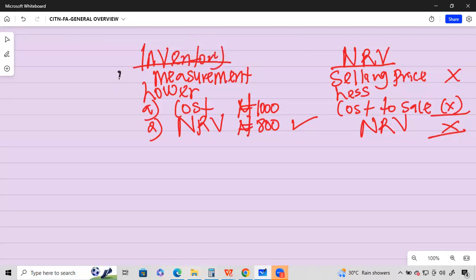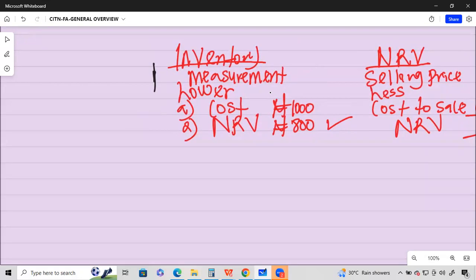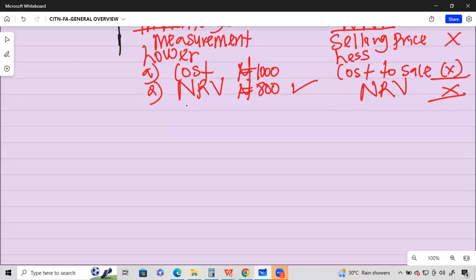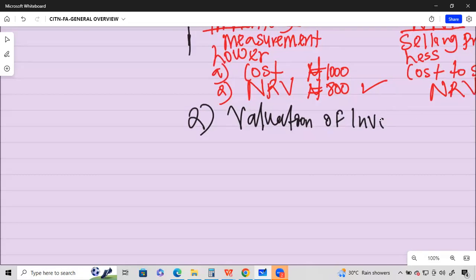So this is one. Another thing that we're also going to be talking about in this IAS 2 is the valuation of inventory. If you want to value your inventory in accordance with IAS 2, we have two methods that you can use. One, you can use FIFO. And the second one, you can use weighted average cost.